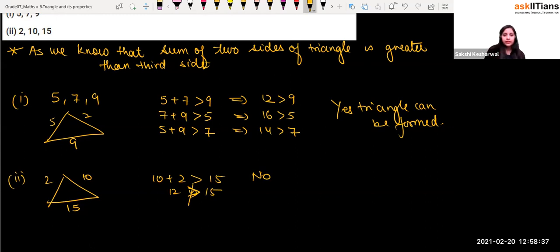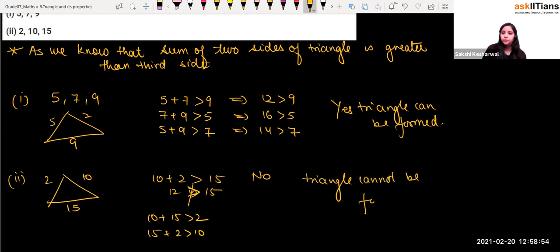If you see that 10 plus 15 is greater than 2, yes, it's true. Now can I say that 15 plus 2 is greater than that of 10? Yes. But still, if one of them doesn't hold, it means what? No, triangle cannot be formed. Now, coming to the next question.